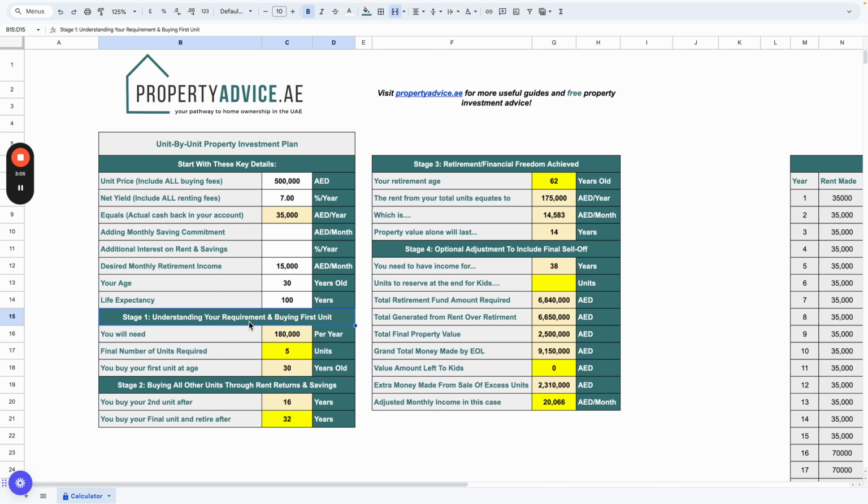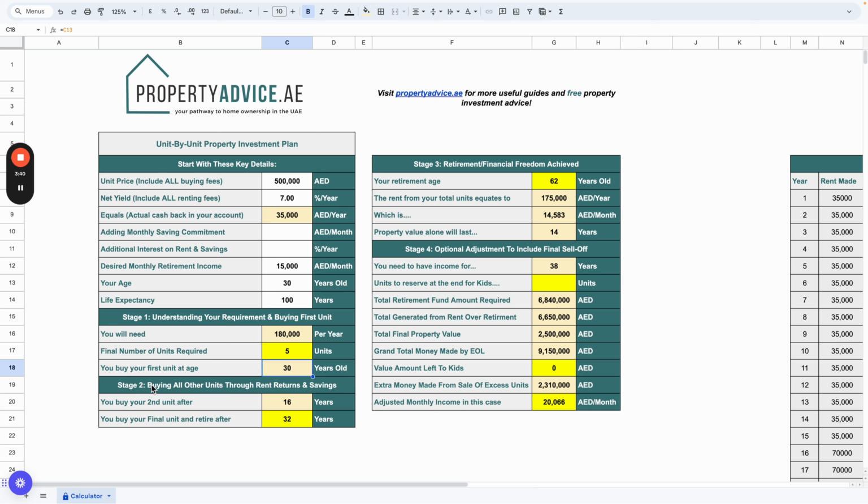So stage one, understanding your requirement and buying your first unit. So in this scenario, you would go ahead and buy this unit now. To understand your requirement though, you would need 180,000 dirhams per year back from your eventual investments. That means you would need around 5 units. So it's calculated based on these typical returns. You would actually need to eventually buy 5 units. And you're going to buy your first one at age 30, which is essentially today.